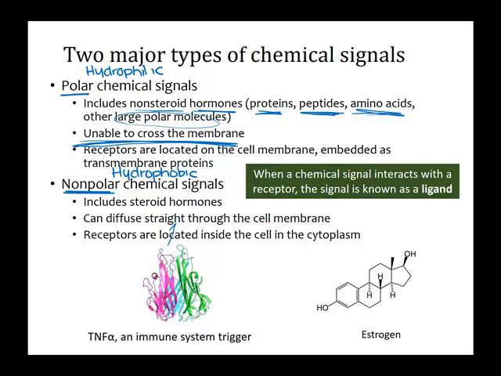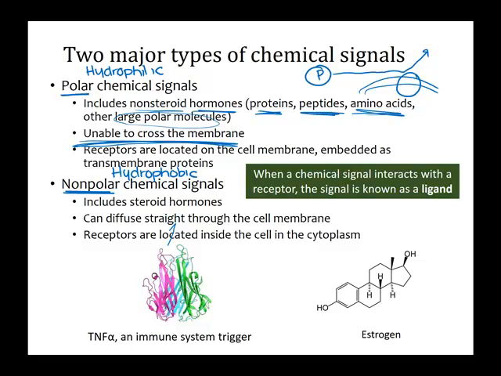The receptors for them are on the surface of the membrane. So let me draw a little tiny membrane here. If you're a polar chemical signal, you can't get across the cell membrane, right? And so you have to have a receptor that goes all the way through the cell membrane from the outside to the inside. It has to be transmembrane. So for our hydrophilic chemical signals, our protein hormones, all those, we're going to have transmembrane receptors.